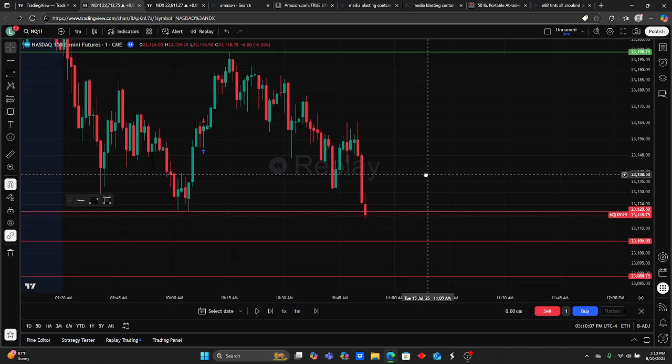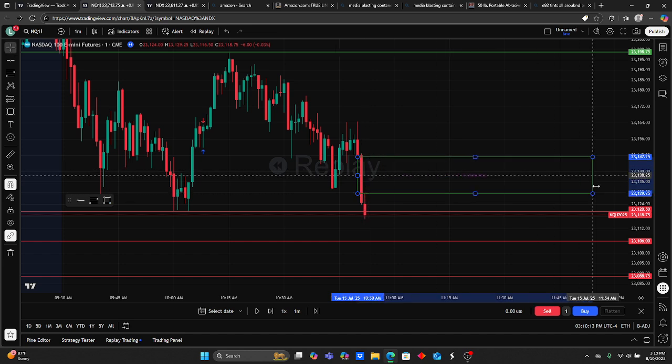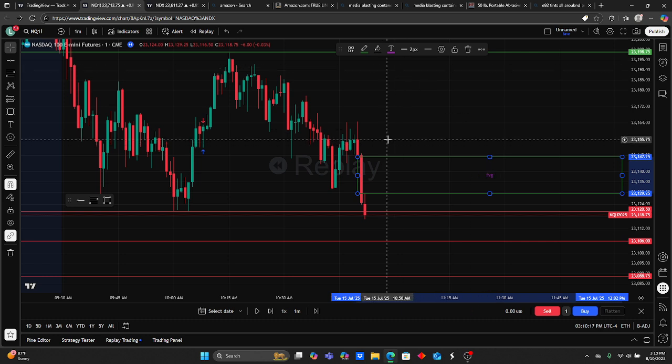Okay, now we get a big displacement breaking these lows. Now we have a good fair value gap here that I like. Now we can go another, see if we can get a retracement. No retracement there, no retracement there, no retracement there.